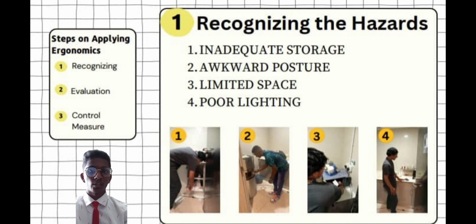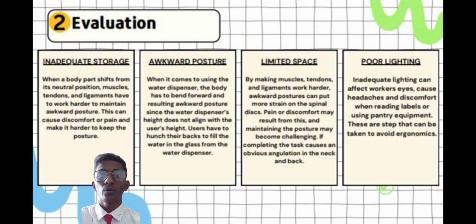Moving on to the fourth picture, we have poor lighting. Poor lighting may also cause accidents in the pantry and give difficulty to the staff in reading the labels of the products. On to our second step, which is evaluation.